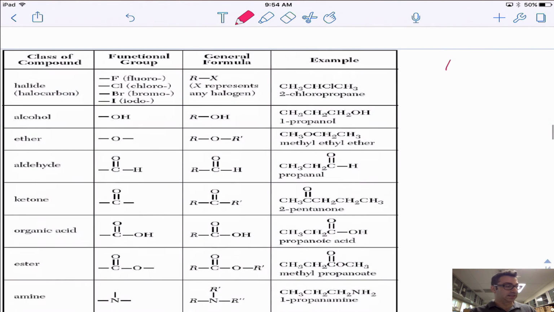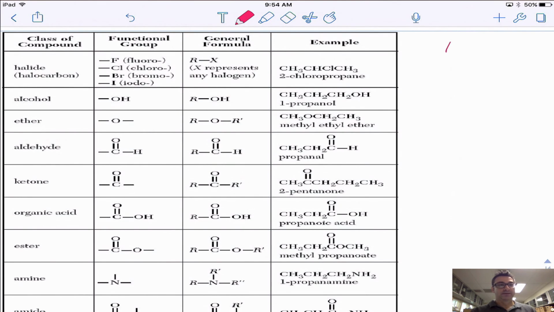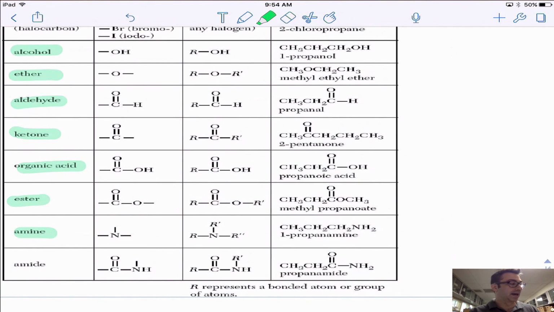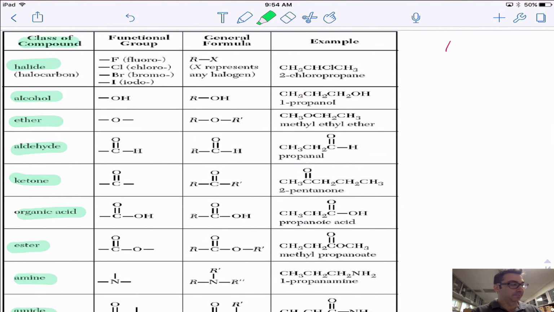Alright, so here it is, table R. Table R shows you, again, the class of the compound: halide, alcohol, ether, aldehyde, ketone, organic acid, ester, amine, and amide. So these are all of the classes of the compound.